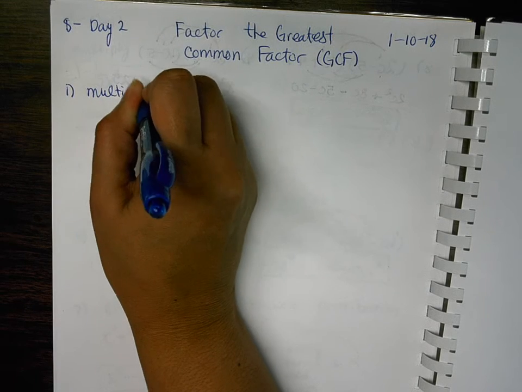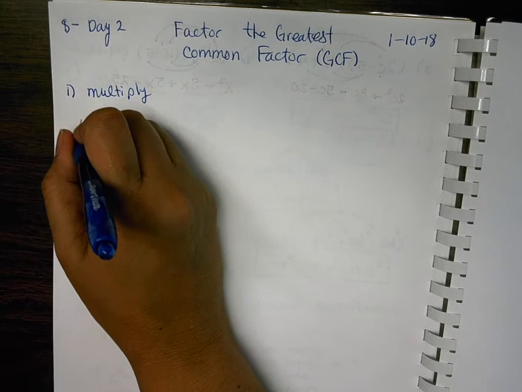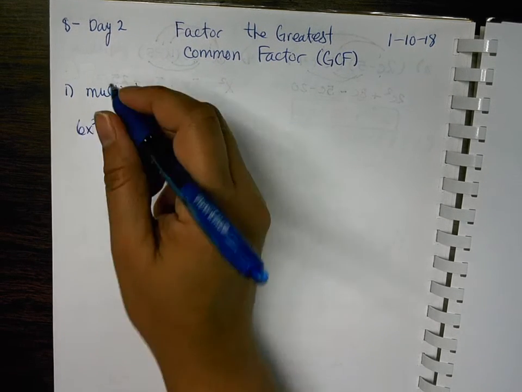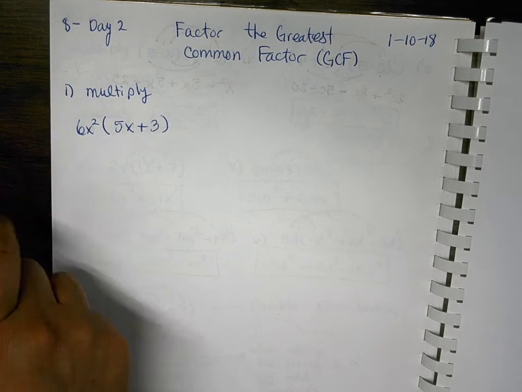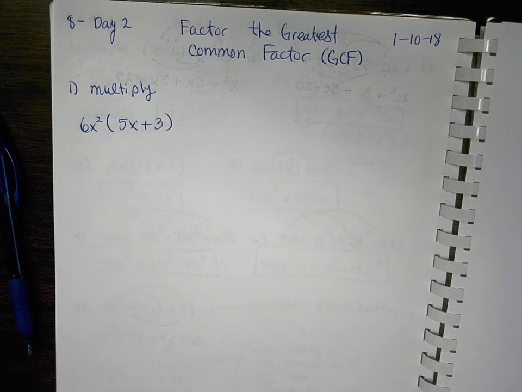We're going to multiply 6x squared times 5x plus 3. That one's reviewed from yesterday, so do that now. Do your distribution, your distributive property, and get your answer, and then check it with the person sitting next to you.